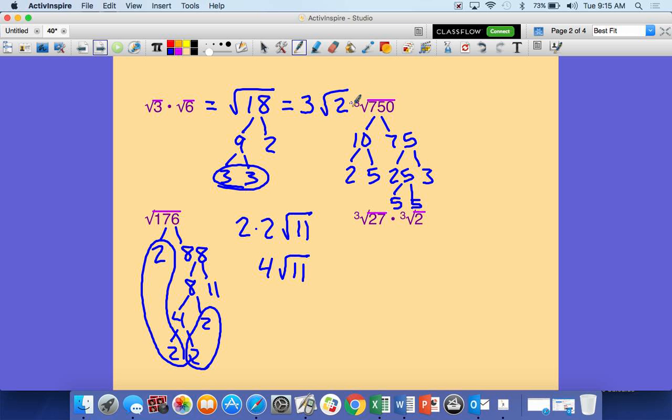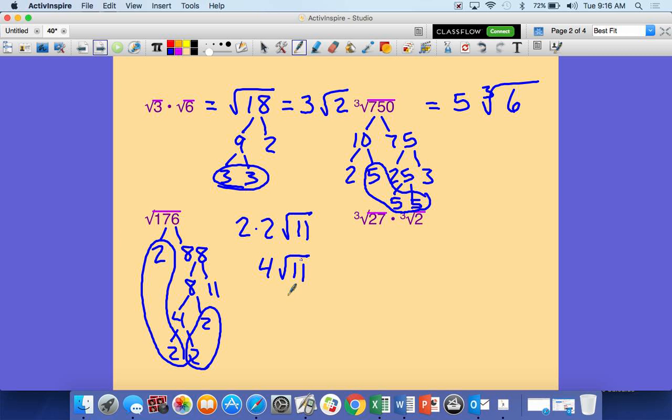Now this is a cubed root, so we need to look for groups of 3 here. Well, I've got 3 5's right there. So I can take one of those 5's out, and then all the other stuff goes under my cubed root sign. Make sure you write down that 3 there, that's a very important part. What I have left over is a 2 and a 3, multiply those together, and I get a 6.